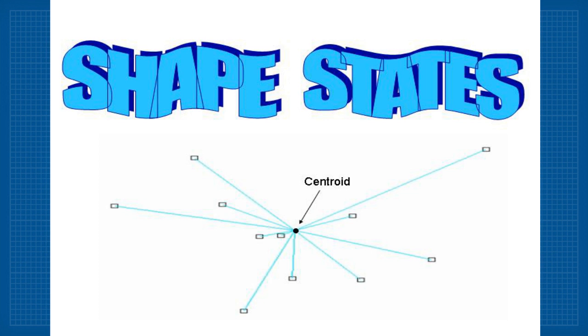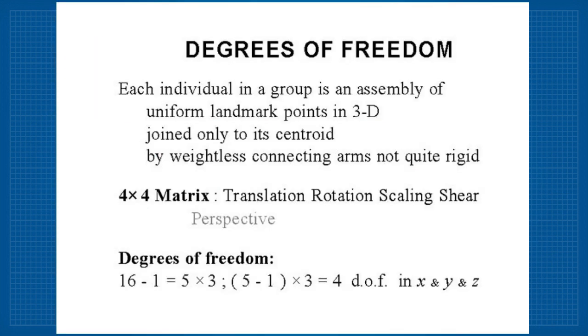Each set of landmarks in a group might be from a 3D X-ray image, a cone beam scan, from a patient, or every landmark set could come from one structure, each at different times in a sequence. Since landmarks can migrate independent of one another, the centroid can also move. Every landmark always remains attached only to the centroid by weightless connecting arms that aren't quite rigid.